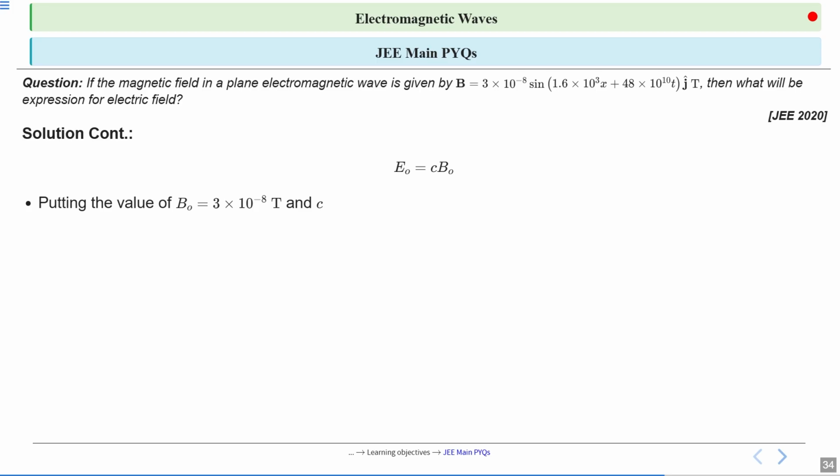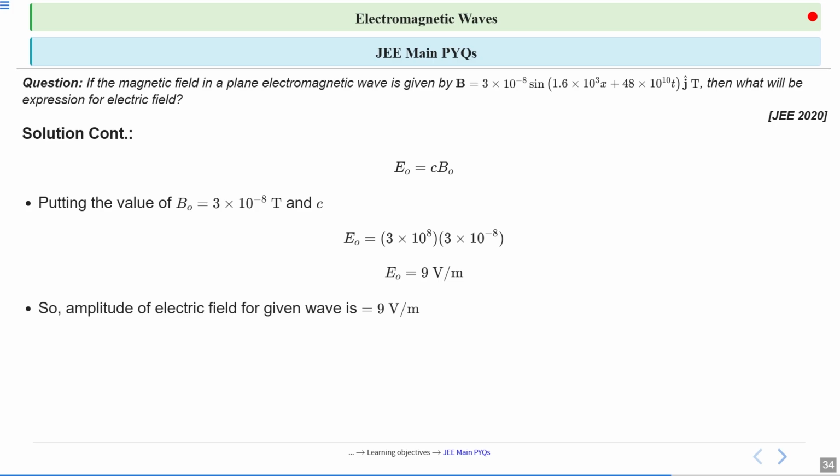Putting the value of B naught and C, E naught will be equal to 3 into 10 to the power 8 times 3 into 10 to the power minus 8. So E naught will be equal to 9 volt per meter. So the amplitude of electric field for the given wave is 9 volt per meter. Now we need to find the direction of electric field components only.